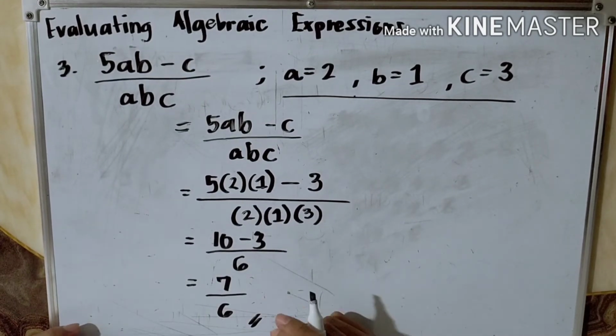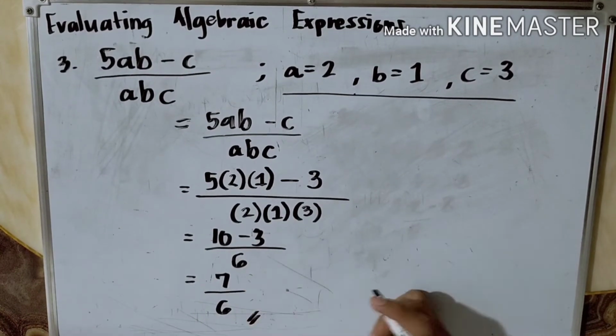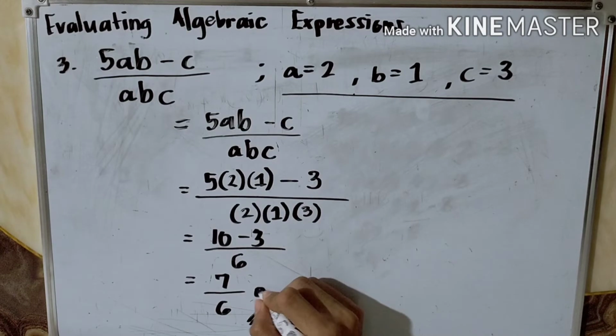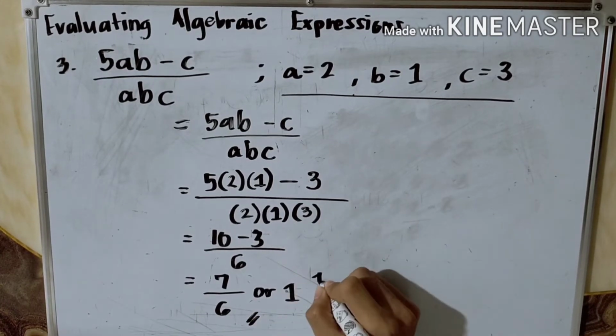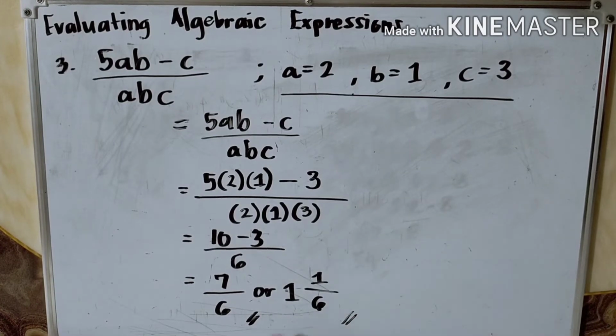Pero kung kaya pa siyang i-lowest term, lowest term. Or pwede rin nyo naman siyang gawing mixed number kapag improper yung lumabas na fraction. So, pwede siya maging 1 and 1 over 6. So, that's the same.